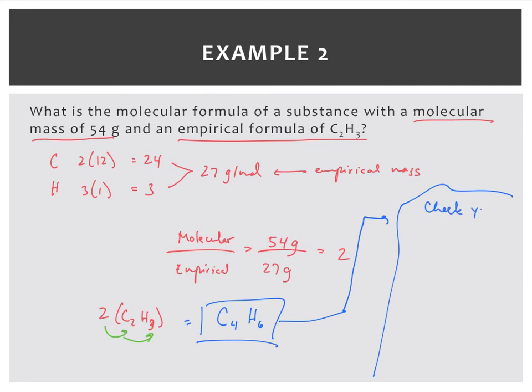Now if you want to check, so you got to check yourself before you wreck yourself, guys. Check yourself. So let's go through this right now. We have 4 carbons and 6 hydrogens. Okay, so there's 48 over here plus 6. 48 plus 6 gets you 54 grams per mole. Hey, it checks out. There we go.